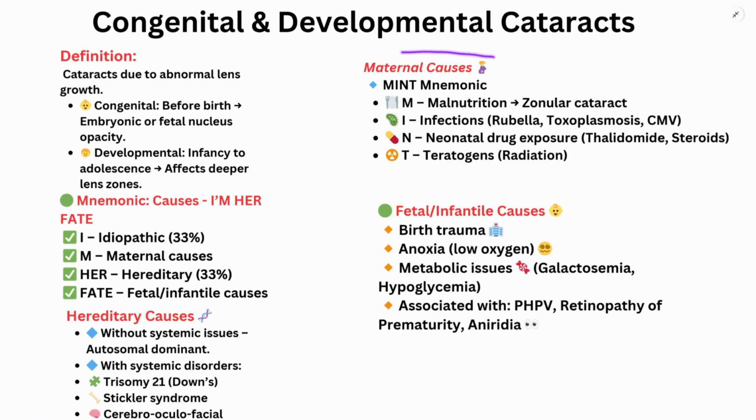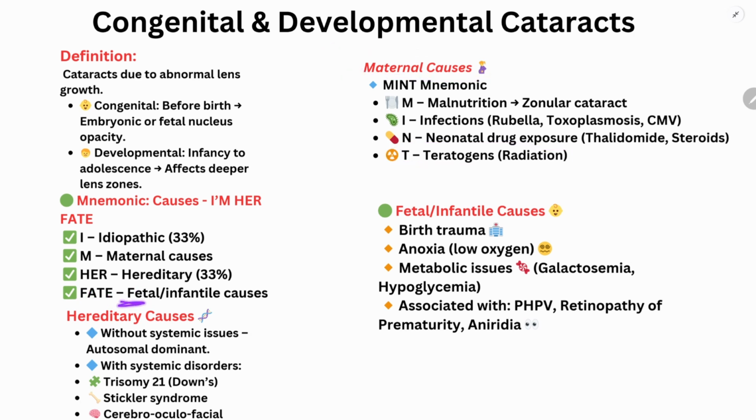Next one is maternal causes. The mnemonic to remember these maternal causes is MINT. M-I-N-T. M for malnutrition, which leads to juvenile cataract. I for infections like TORCH infections, T-O-R-C-H. T for toxoplasmosis, R for rubella, C for cytomegalovirus, and H for herpes. And N for neonatal drug exposure like thalidomide and steroids, and T for teratogens like radiation. So these are the maternal causes which lead to the congenital and developmental cataracts.